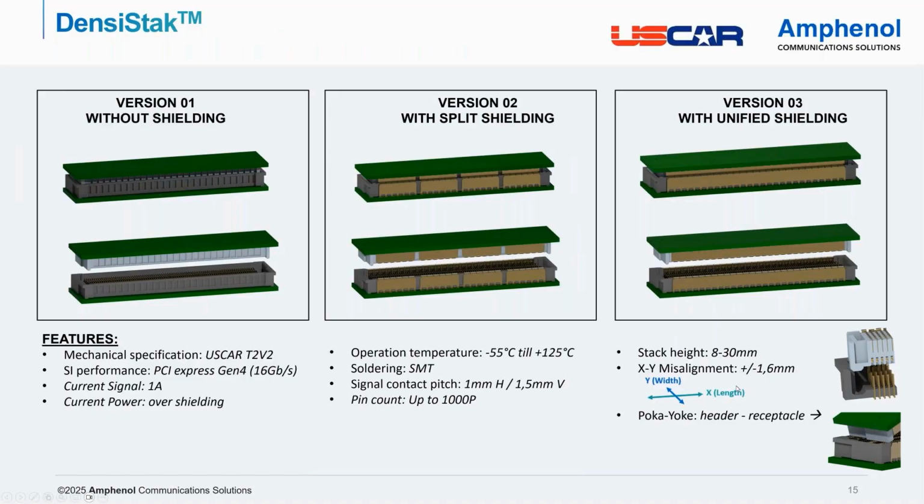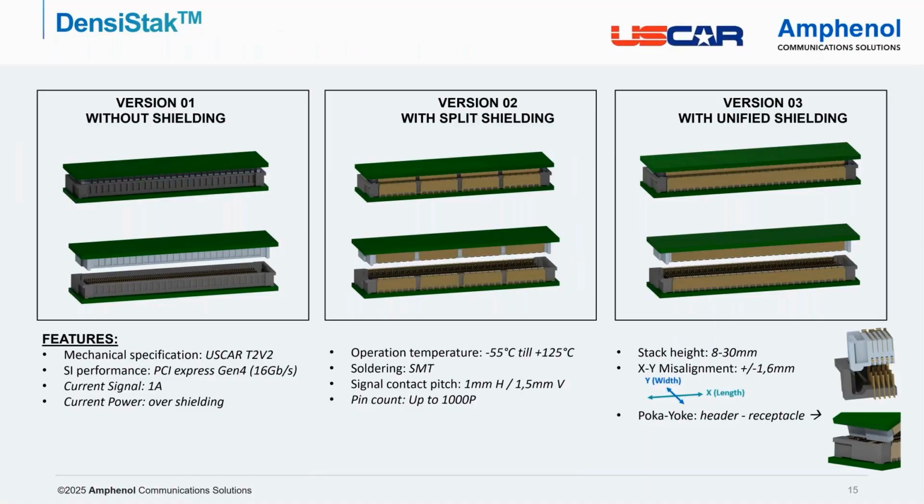We have here a misalignment of plus minus 1.6 millimeter. That means you have chamfers on the connector, which will guide the connectors to each other's center. We have three versions. We have a version without shielding, with split shielding, and with a full shielding. This connector is a US car qualified connector and can also run PCI Express Gen 4.